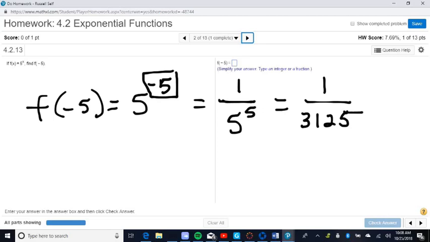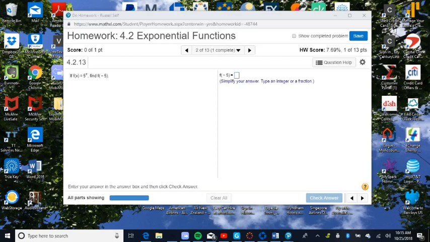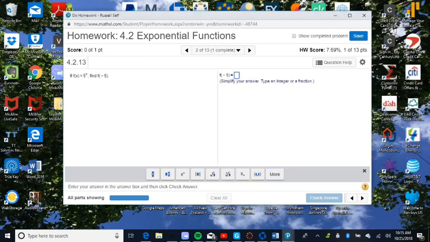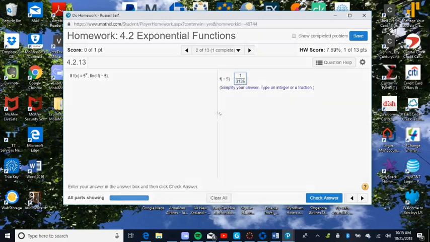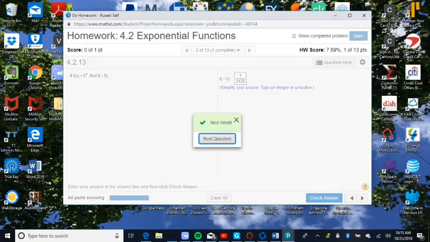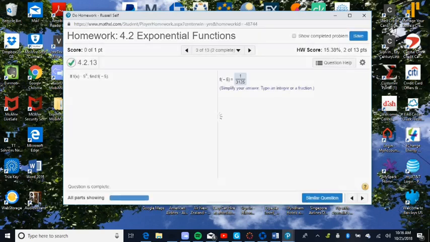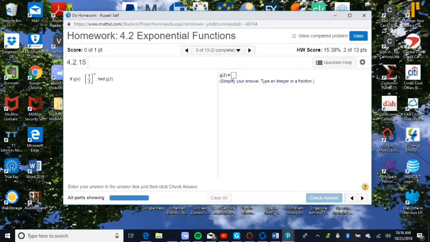Okay, and go ahead and type that in just to be sure. So we need a fraction. It's 1 over 3,125. And there you go. Okay, so sometimes you're going to have two things to do. In this case we did because that was a negative exponent. Let's look at the next one. So the next one, make that bigger for you.